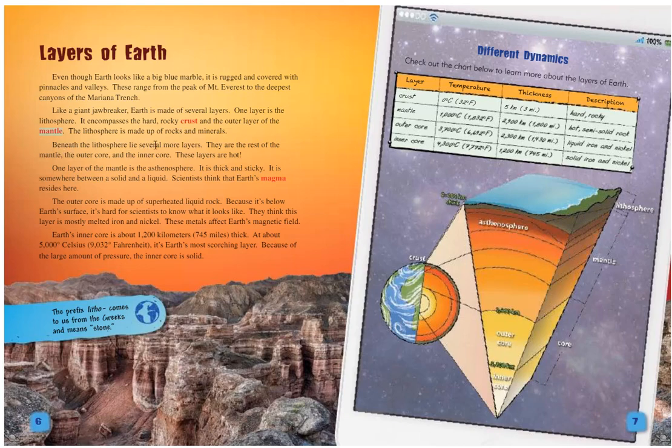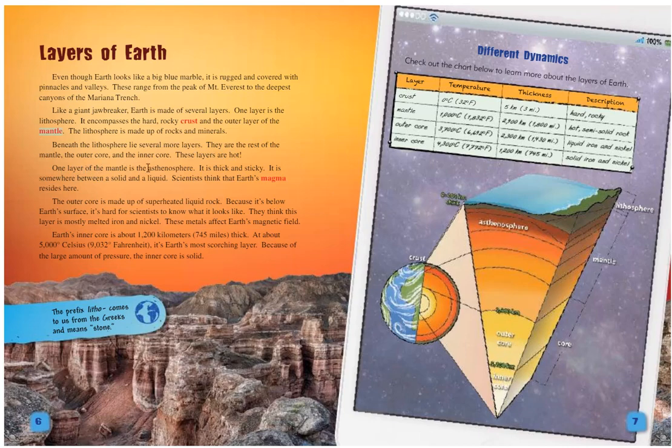Beneath the lithosphere lie several more layers. They are the rest of the mantle, the outer core, and the inner core. These layers are hot. So the mantle reaches down here, there's the outer core, and then the inner core, which would be the very center of the planet.